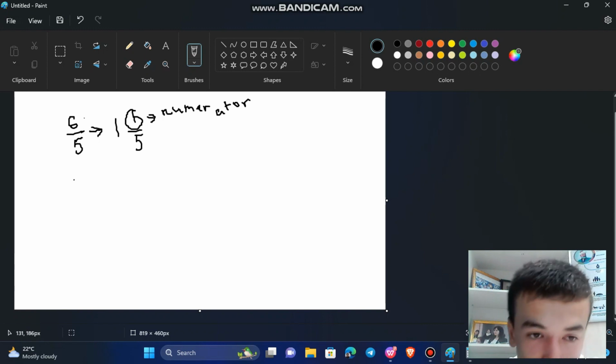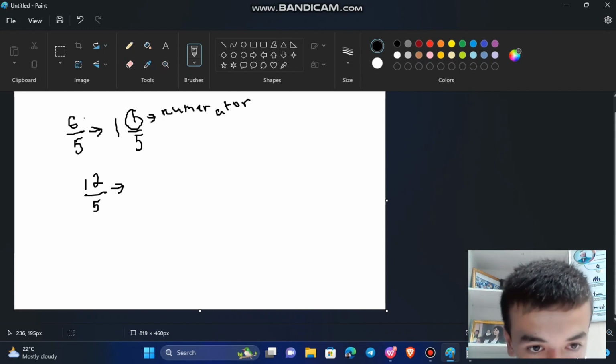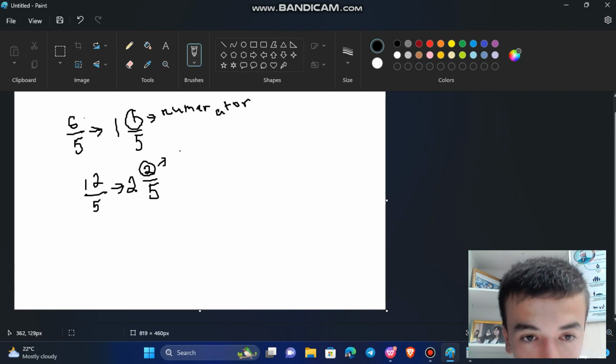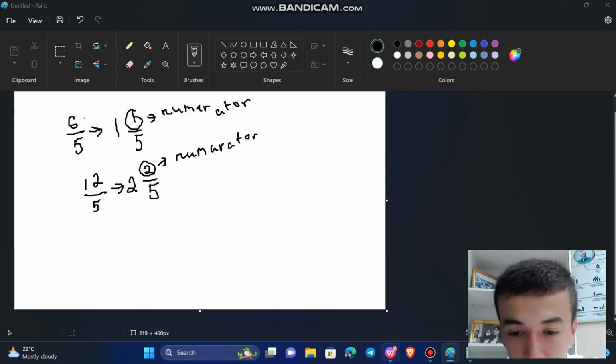So the next example is, for example, 12/5. So 12, firstly we need to divide 12 by 5 and get a whole number which is equal to 2, and the remainder is 2 also. So remainder is 2 in the numerator part also. All the remainder should be written in the numerator part, not in the denominator part, just as a reminder.